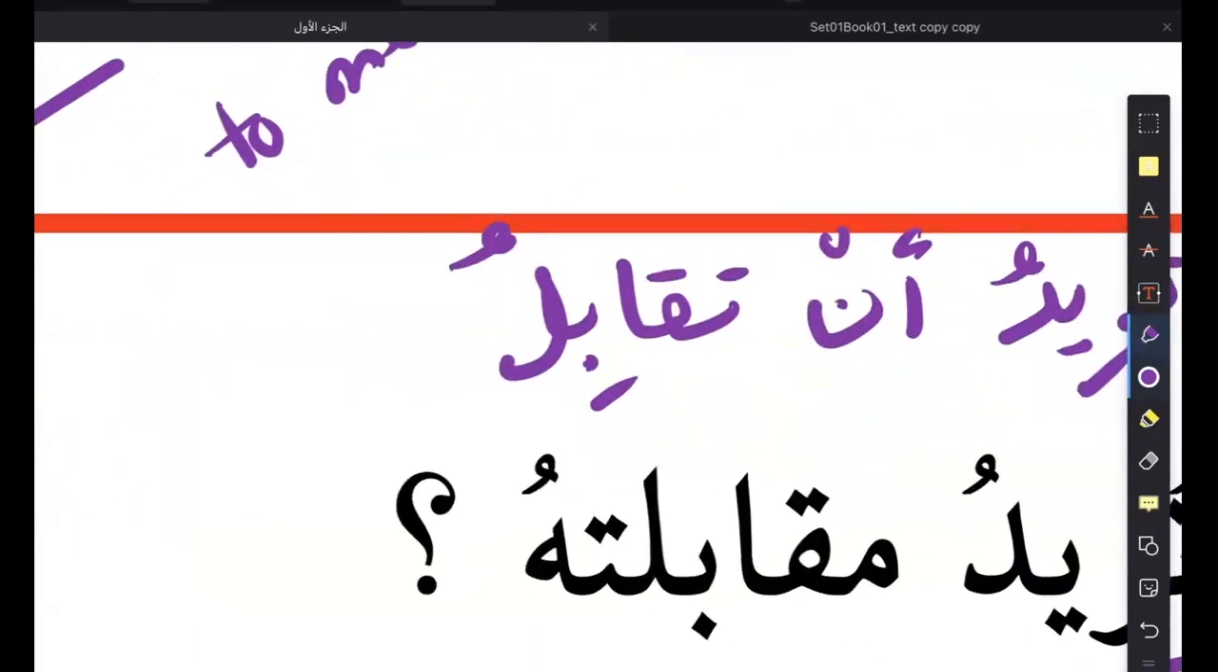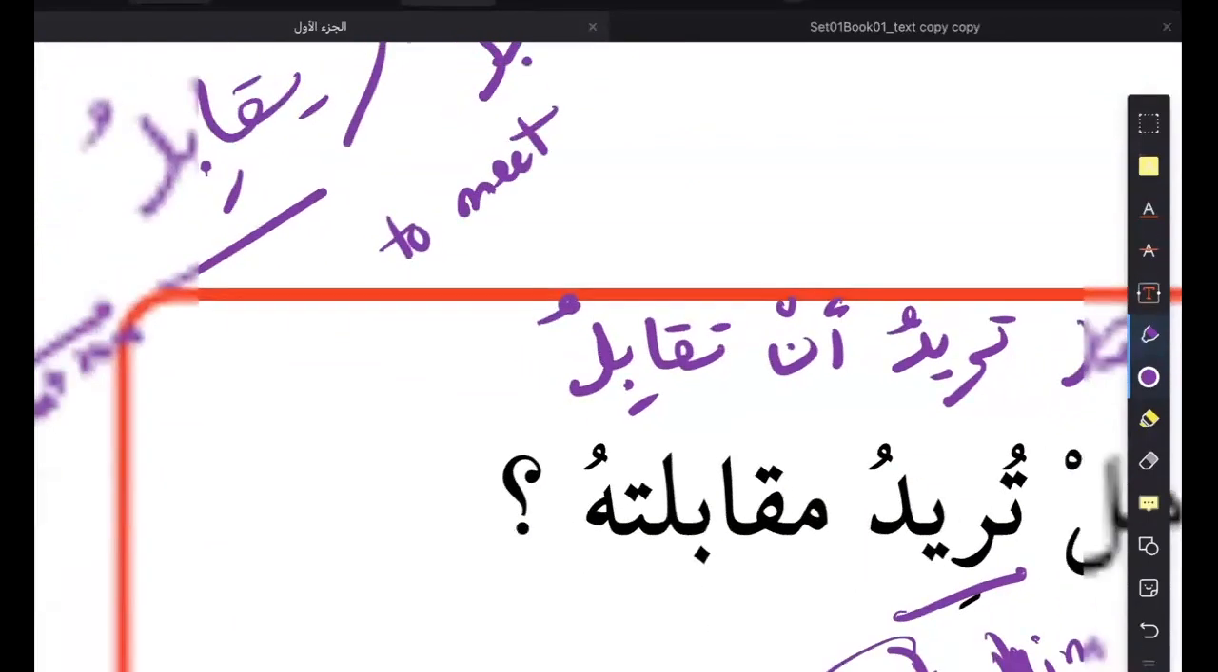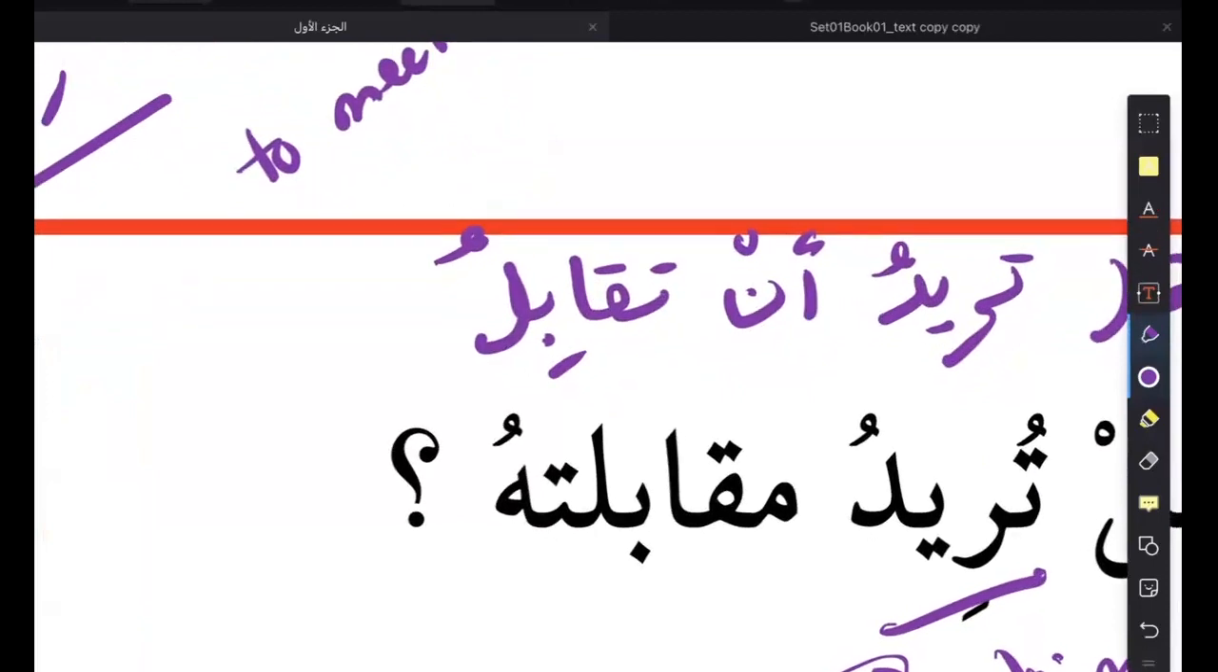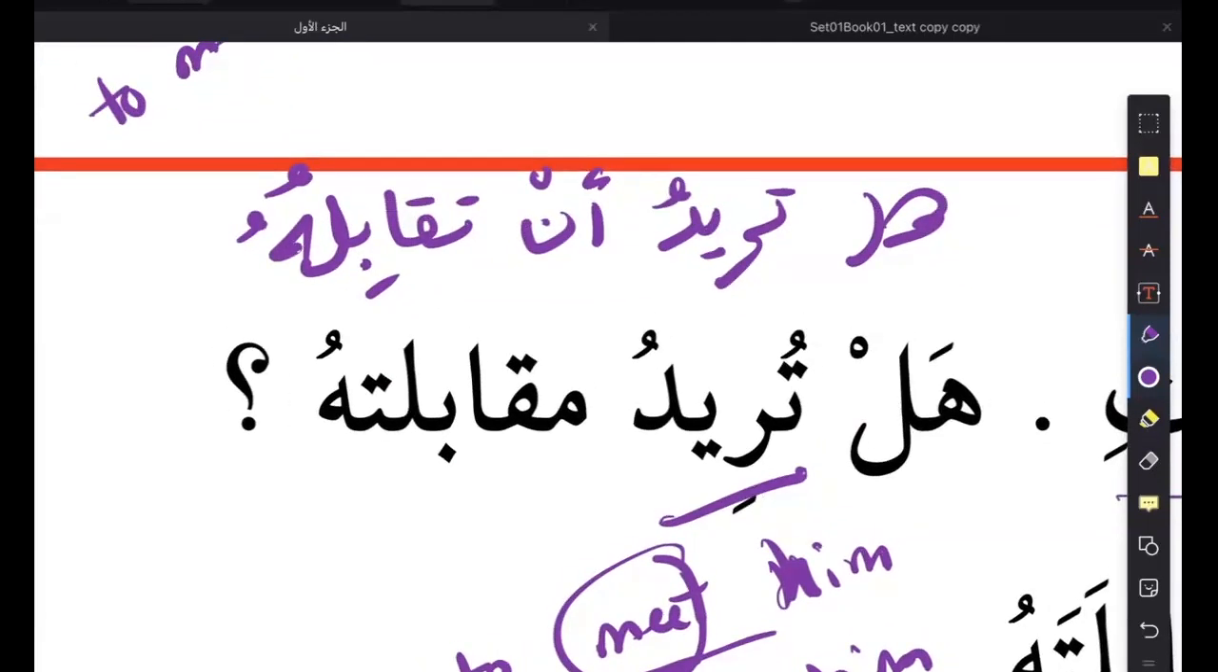So we do the same thing here, because we want to say, do you want to meet him? Hal turidu an tuqabilu hu. Okay? Right? So that's what we have. Hal turidu an tuqabilu hu. But we have a problem.